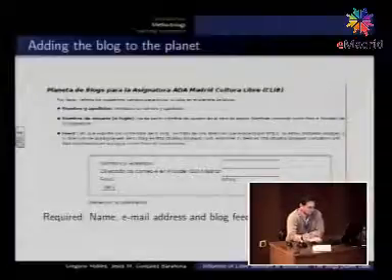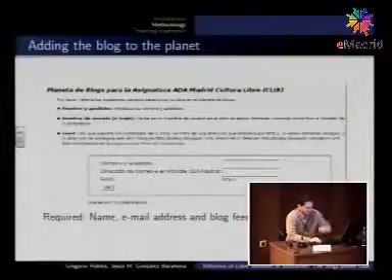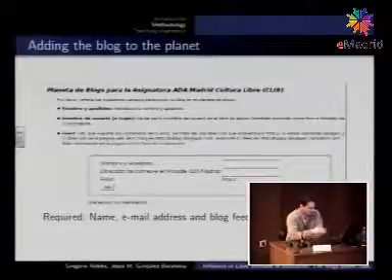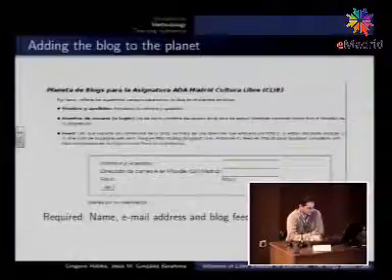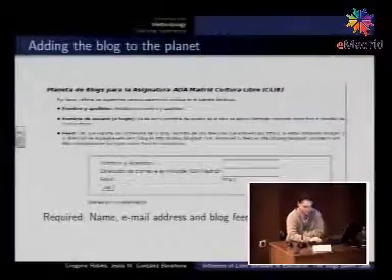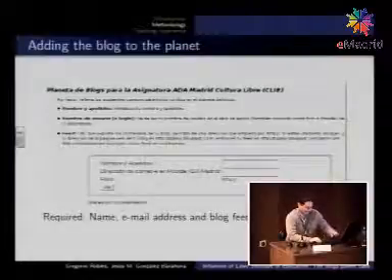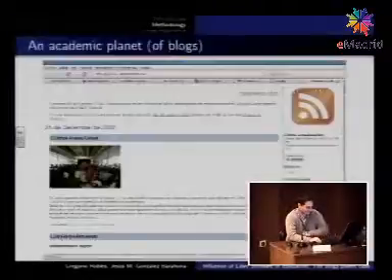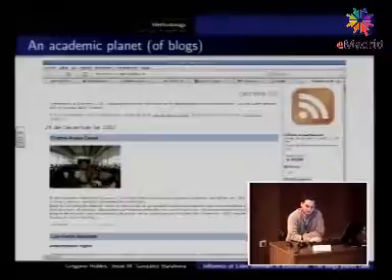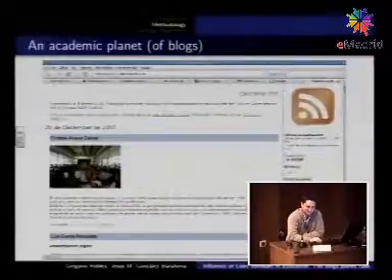You add the blog to the planet just by filling out this form, which is now in Spanish, but you can see the required fields are the name, the email address, we will see later why, and the feed of the blog. Once you fill this out, you get into this planet. This is how an academic planet looks. It looks quite similar to what we've seen before.